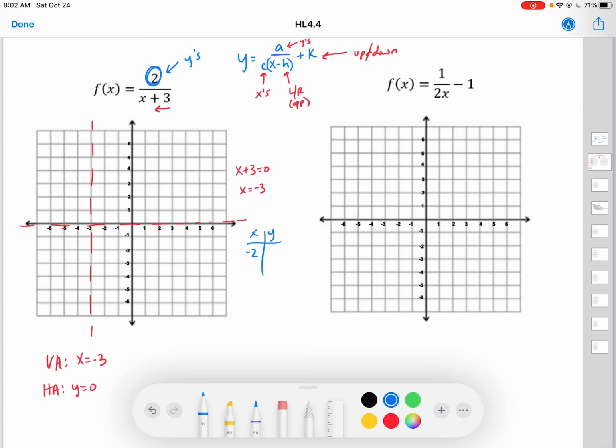But if you're using key points, remember one of the main key points is 1, 1. So if we're affecting the y's, that means we're going to double the y value. So I'll go over 1, up 2. So from where the asymptotes cross, I'll go over 1, up 2. What you'll notice is if you use the table method, if you plug -2 in, you'll get a y value of 2, which is where this coordinate is, -2, 2.